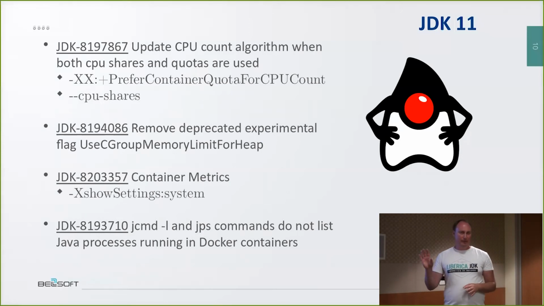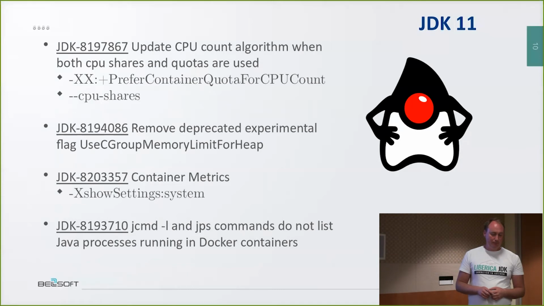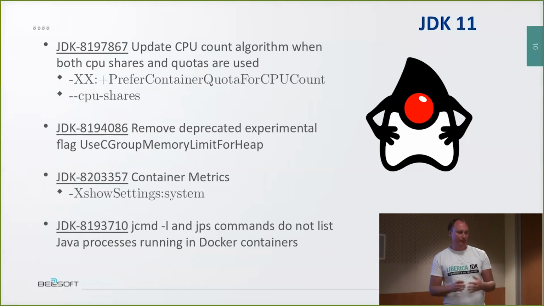Also, there was one more flag for setting up CPU limitations. And finally, extra flags for memory. And also diagnostic information when you, for example, print system settings. You can now find out something about the container, not just something about your entire host system. And in JDK 9, JDK 10, JDK 11, somewhere there were deprecations, removal of deprecations. You know, it happens from release to release.